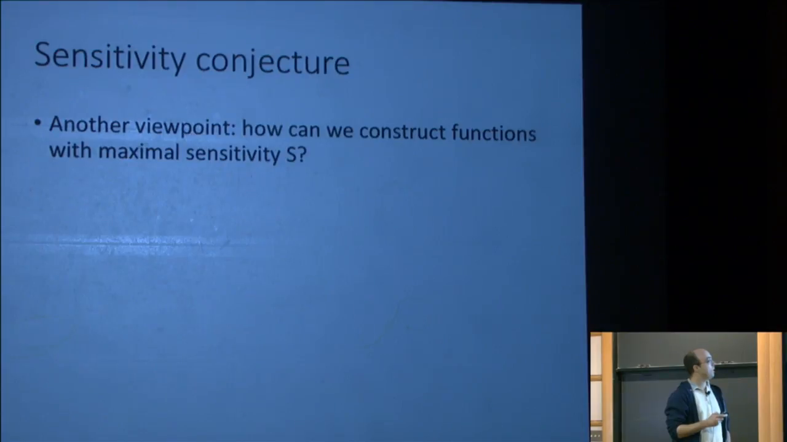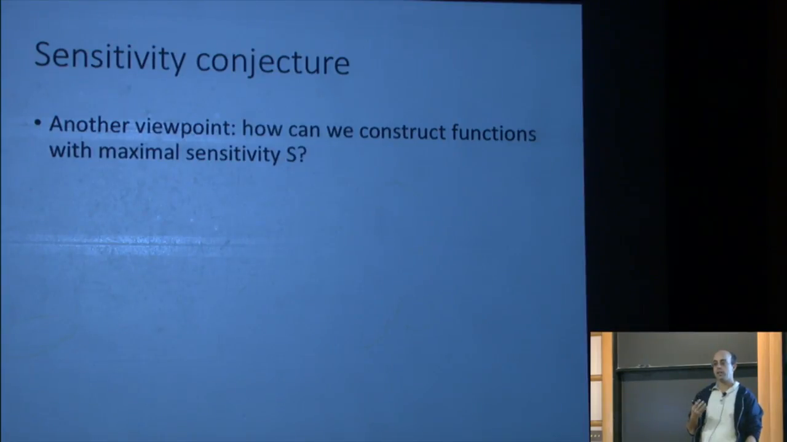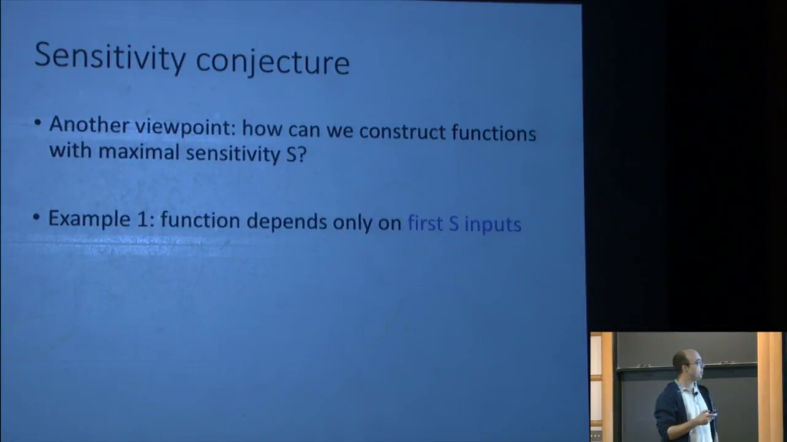Okay. So here's another viewpoint on the same conjecture. Let's try to construct examples of low sensitivity functions. Here's the first example. Maybe the function just depends on the first s inputs. If the function just depends on the first s inputs, and I flip any other input, it doesn't change the value of the function. So the sensitivity is s.